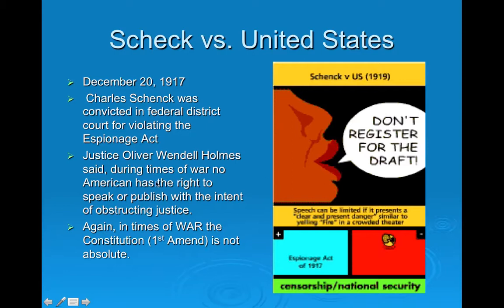So basically what it comes down to, and here's exactly what it says. Speech can be limited if it presents a clear and present danger, similar to yelling fire in a crowded theater. You yell fire, they rush to the door, somebody tramples, gets hurt, possibly dies. You don't have the right to put their life in danger. What it comes down to is at times of war, the First Amendment is not absolute.